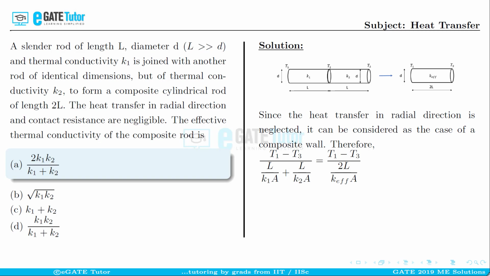Since the temperature differences are equal, this can be simplified to this equation. And since the area is also constant, we can simplify this and get the thermal conductivity of the resultant composite cylinder bar, that is K effective is equal to 2K1 K2 by K1 plus K2.